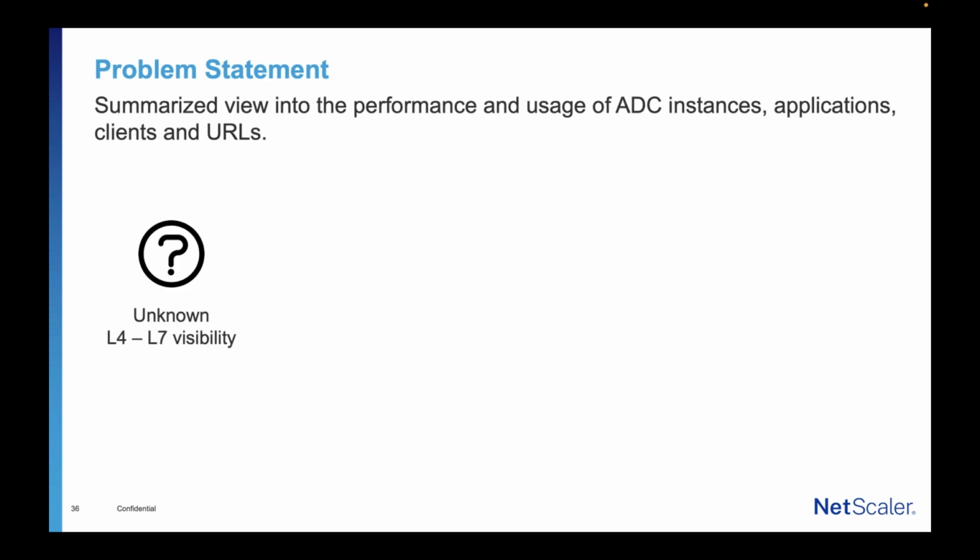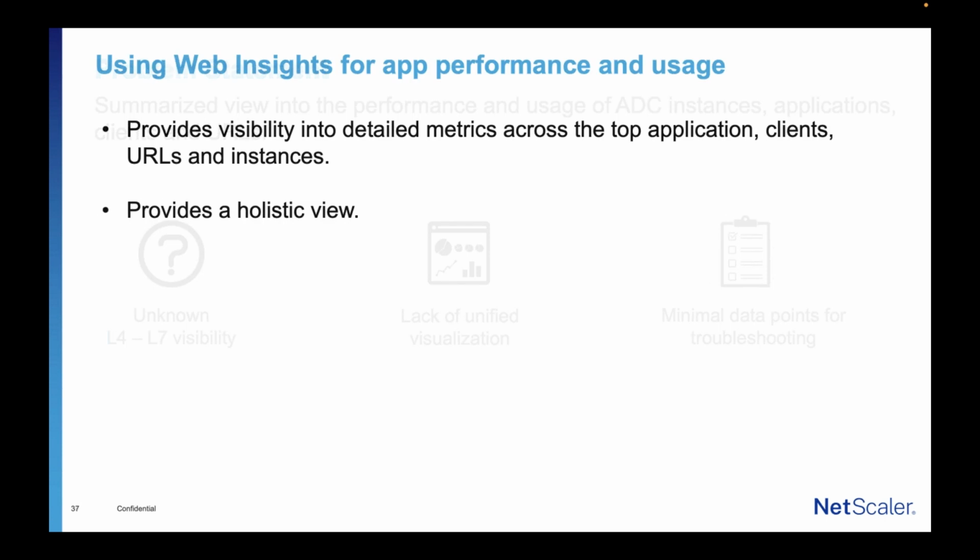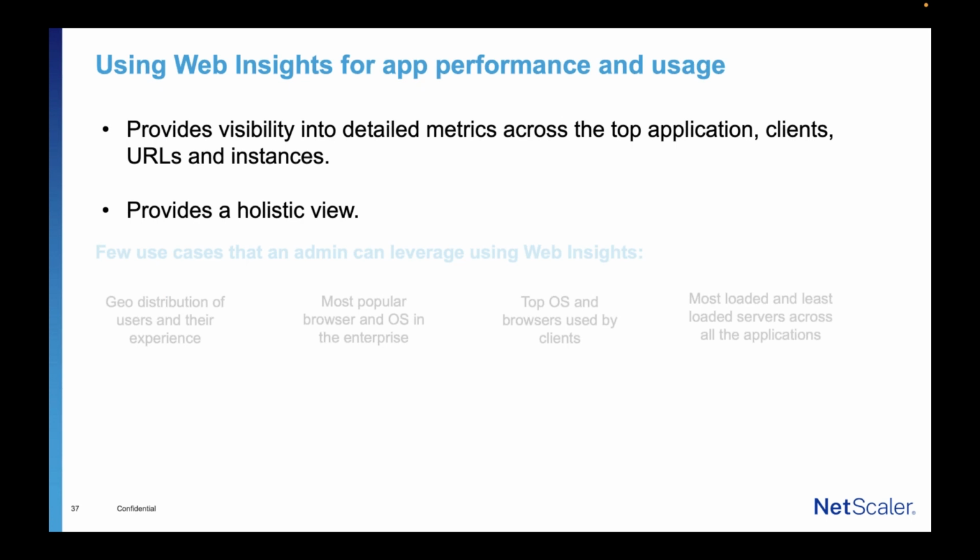Also, there are a lot of important metrics from the L4 to L7 layers of OSI, which is application and presentation. You would want to know the render time for your client to process this application, or process the URL, or process the view. So we do not have the visibility. We also lack a summarized and unified visualization, and the data points that are there are minimal to troubleshoot. This problem statement is addressed by Web Insights, where it helps you to have a holistic view and gives you detailed metrics across all the top applications, clients, URLs, and instances.